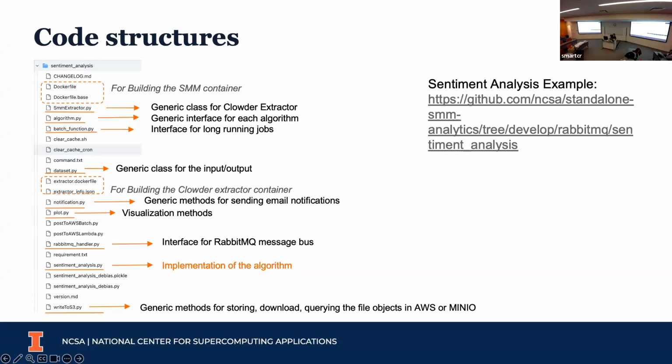But underneath it, we have a specific implementation of different algorithms. For example, this one, we have sentiment analysis. This way, we can reuse a lot of the code for different purposes. For example, we can build with the same selection of files. We can build both containers for Clouder extraction, or we can build containers for the SMM, for the Smile.